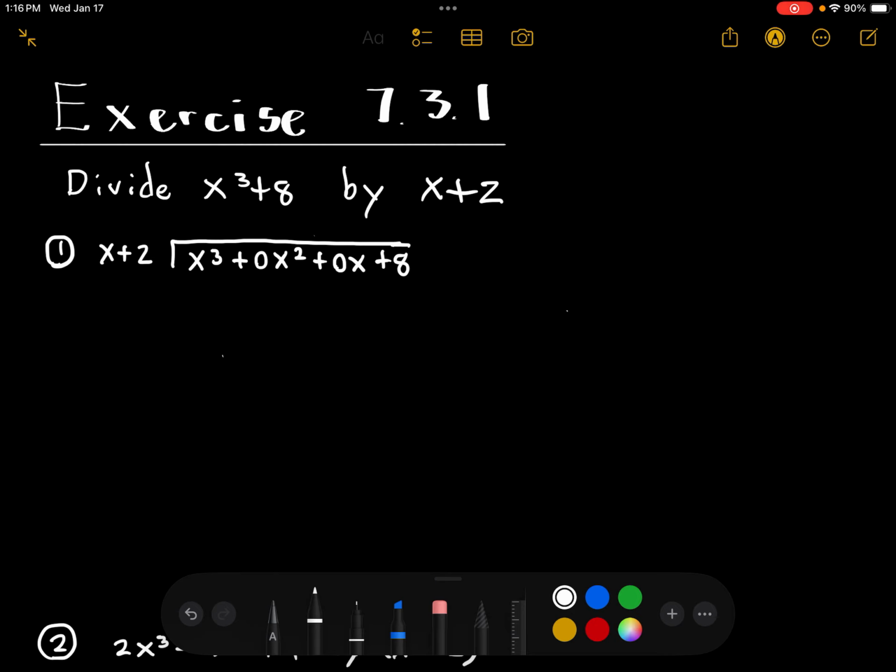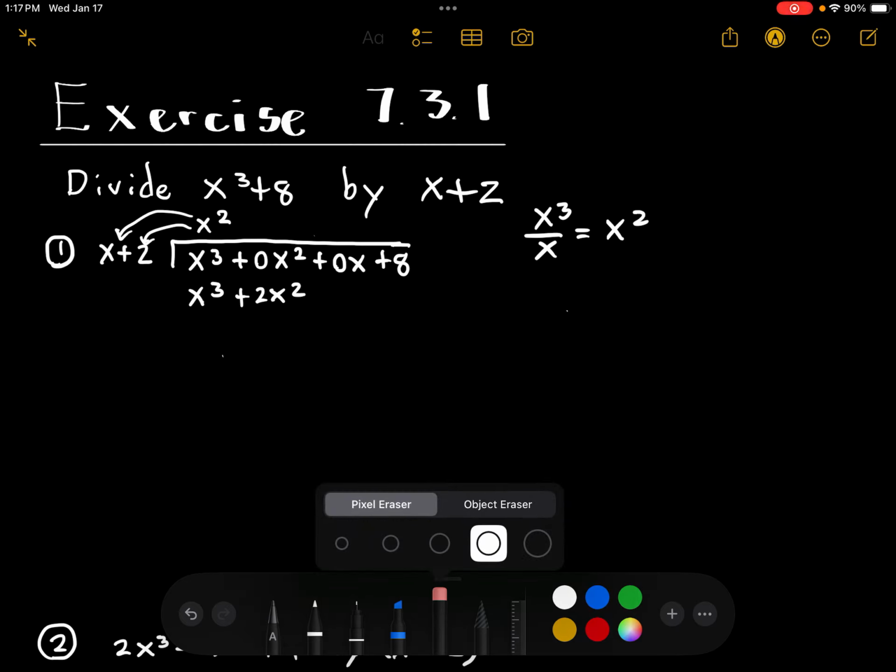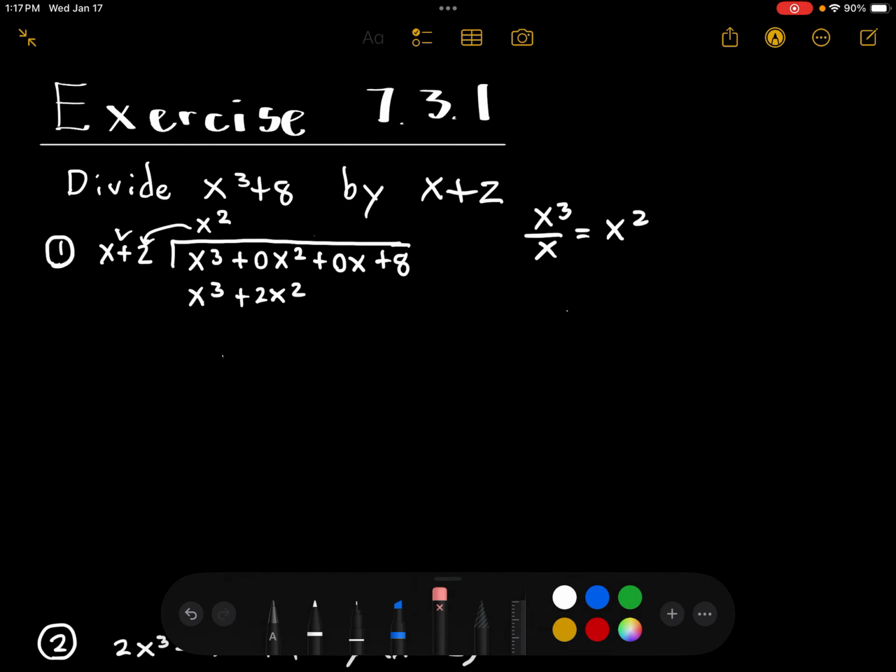Or I would even encourage you to pause and see if you can do this on your own, and then you can unpause me and see if you got the same answer, right? So we're going to take this leading term, which is x cubed. We're going to divide that by x. That's going to give us an x squared, meaning that's going to be my first number. So I have an x squared here. We're going to distribute that x squared here, so we have x cubed, and then here, which is going to give us a plus 2x squared. All right, let me erase that so I don't have to deal with it later, right?